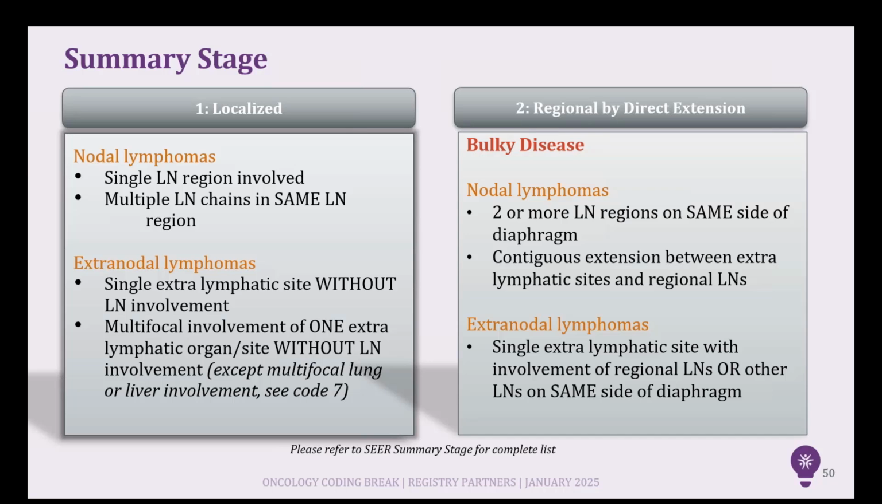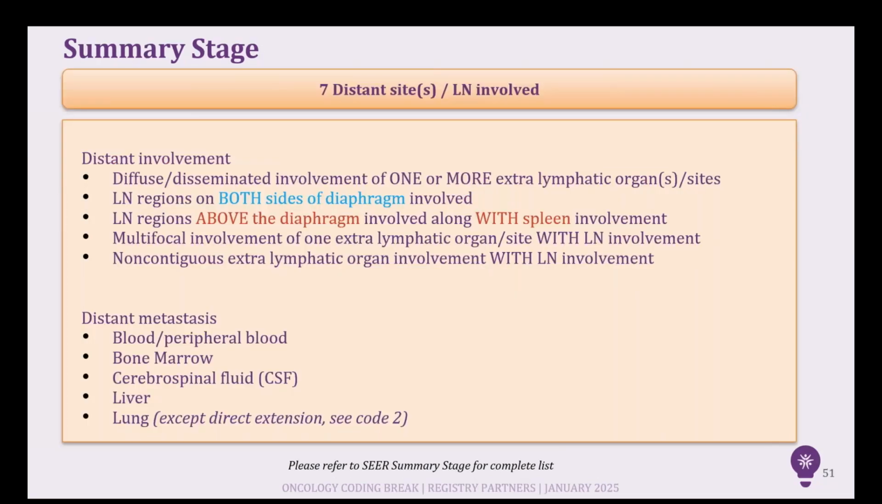So as soon as we switch to involvement on both sides of the diaphragm, now it is SEER summary stage 7. So they could either be on both sides of the diaphragm, or we could have lymph node regions above the diaphragm plus the spleen, or multifocal involvement of one extralymphatic organ site with lymph nodes, or non-contiguous extralymphatic organ involvement with lymph node involvement. Anytime that peripheral blood, bone marrow, cerebrospinal fluid, any of those are involved, it is also going to be coded to SEER summary stage 7.